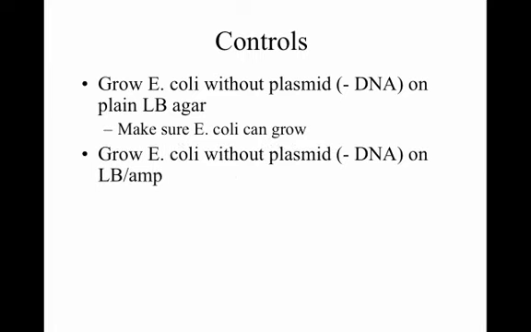Our second control is, again, we're going to take E. coli without the plasmid, so we call that minus DNA, and now we're going to put them on LB with ampicillin. That's abbreviated LB-amp. Should they grow?